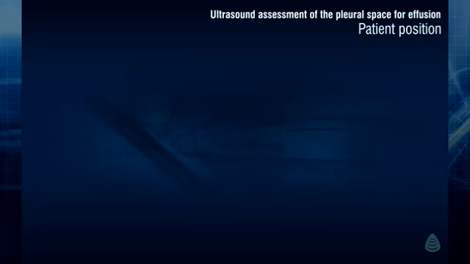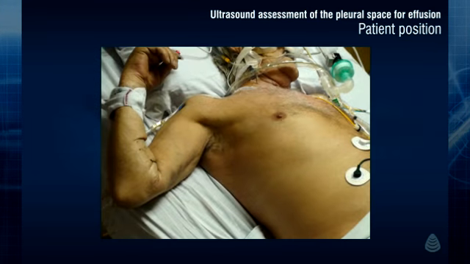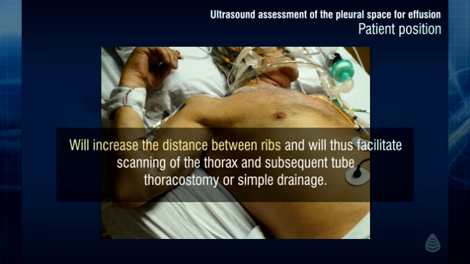For optimal access to the thoracic cage, the arm of the patient should be flexed at the elbow, externally rotated, and abducted. The resulting position is in fact the same as you would use to insert a conventional chest tube. This position will increase the distance between the ribs and will thus facilitate scanning of the thorax and subsequent tube thoracostomy or simple drainage.